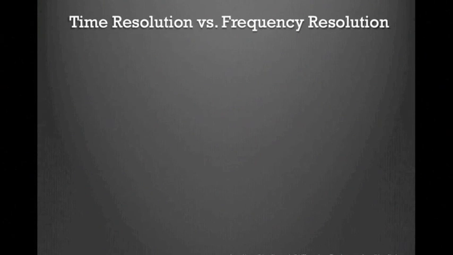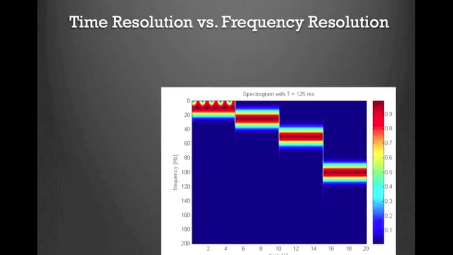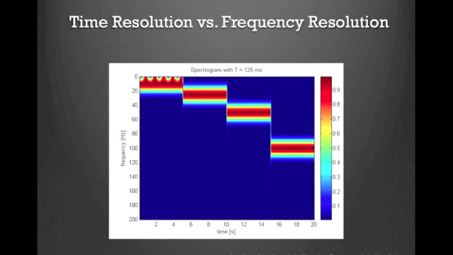Window length determines the time and frequency resolution of the spectrogram. For instance, given a 20-second signal that contains 4 frequency components. Each frequency lasts 5 seconds and does not overlap at all. So the ideal spectrogram is 4 clear segments.